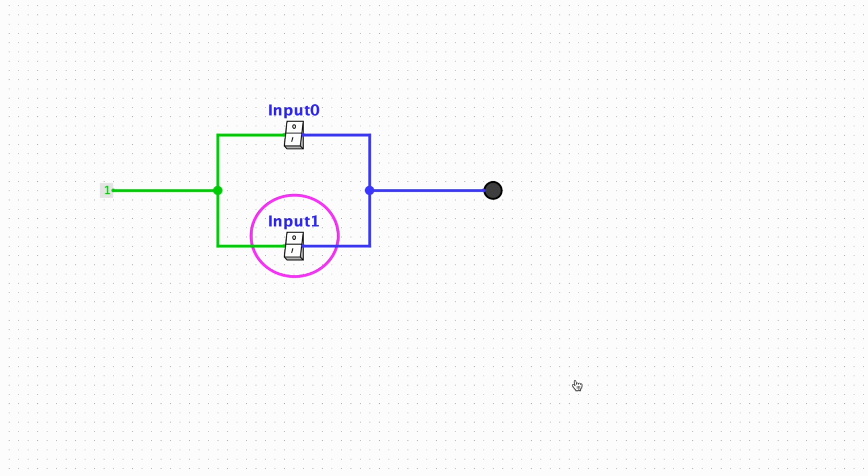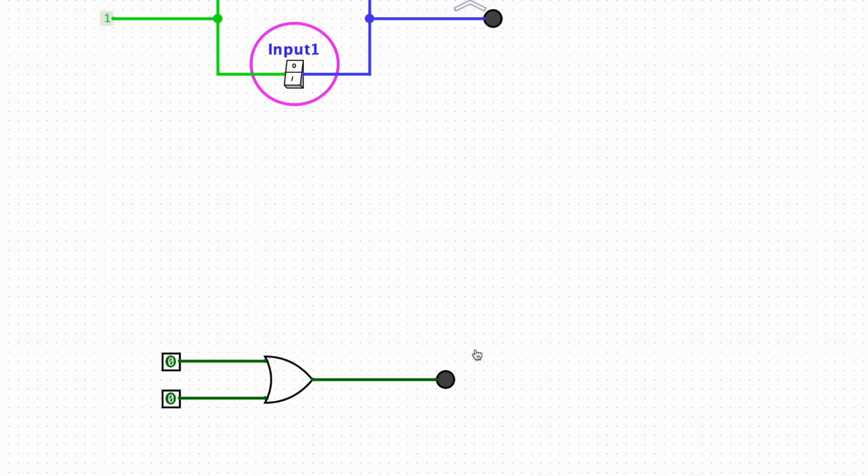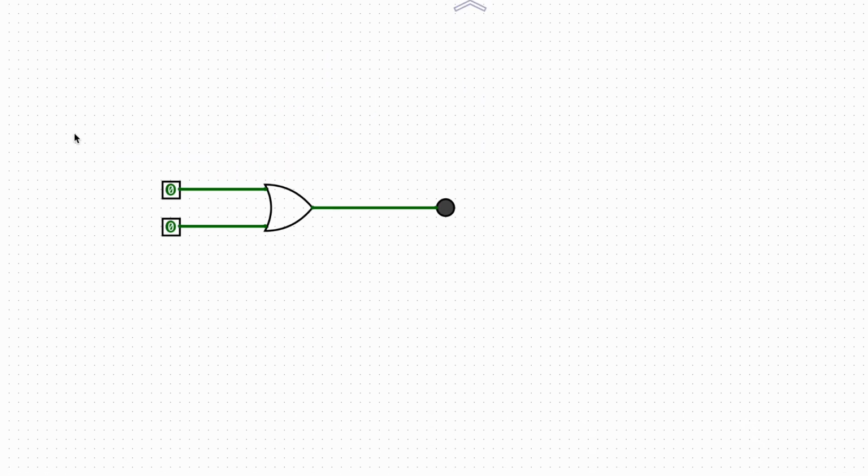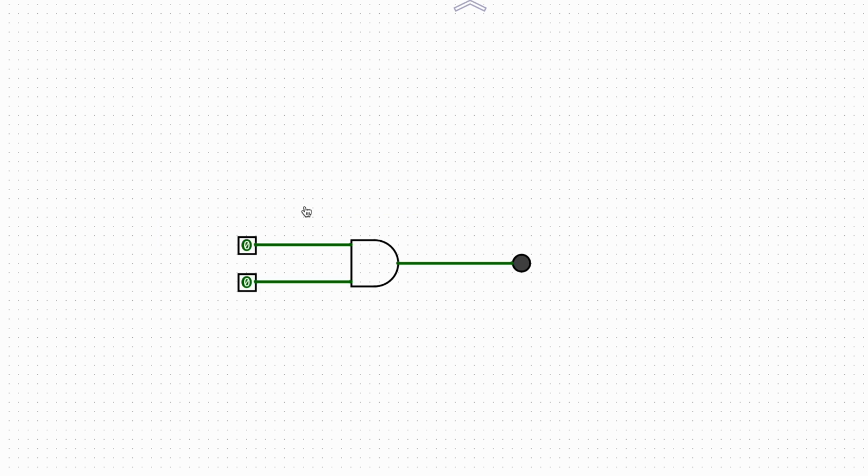And this is how it is represented in electronics. This is my OR gate. When I toggle this to 1, my output is 1. When both are 1, then also the output is 1. When B is 1, then also the output is 1. And only when both of them are 0, the output is 0. Let's move on to the next logic gate.